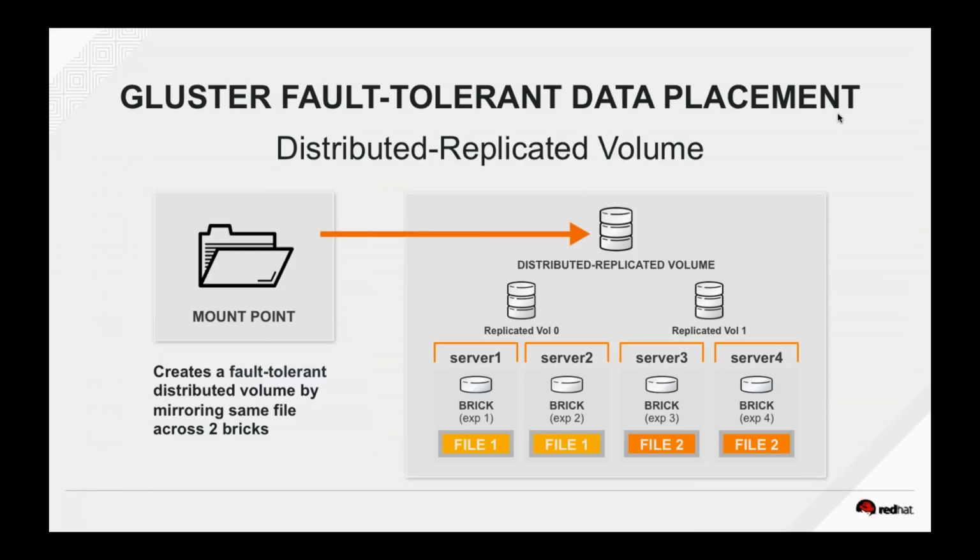Retrievals will happen from either of the servers, so again the read throughputs are very, very high here. This helps you create a fault-tolerant distributed volume by mirroring the same file across 2 bricks. And then you can keep scaling this. Server 5 and 6 will be for replicated volume 2, server 7 and 8 will be for replicated volume 3, and so forth. That will become a distributed replicated volume.